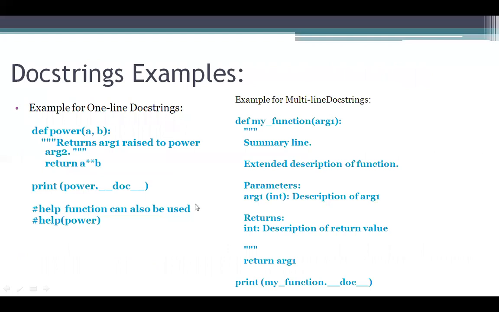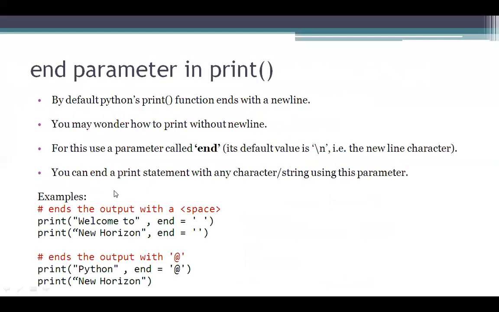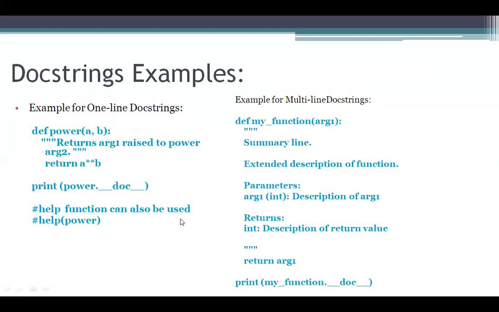Here's an example: define power with a comma b as the two arguments, and this is the docstring, which has been provided in triple double quotes, followed by the statement itself. And print power dot underscore underscore doc underscore underscore. In this way it works if it is a single line, and if it is multi-line, it can be given like this.